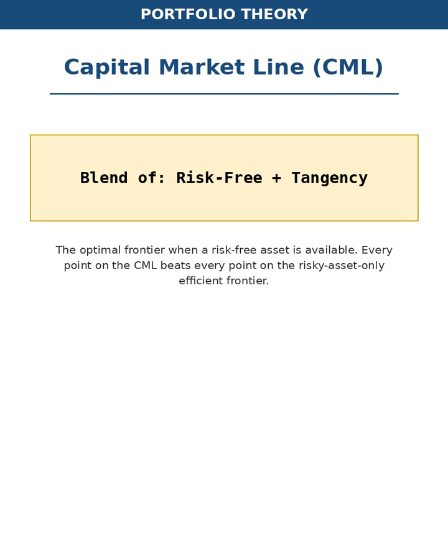You blend the risk-free asset with the tangency portfolio, the portfolio with the highest Sharpe ratio. Every point on the CML beats every point on the risky asset-only efficient frontier. It's the foundation of modern portfolio theory and one of the most important graphs in finance.